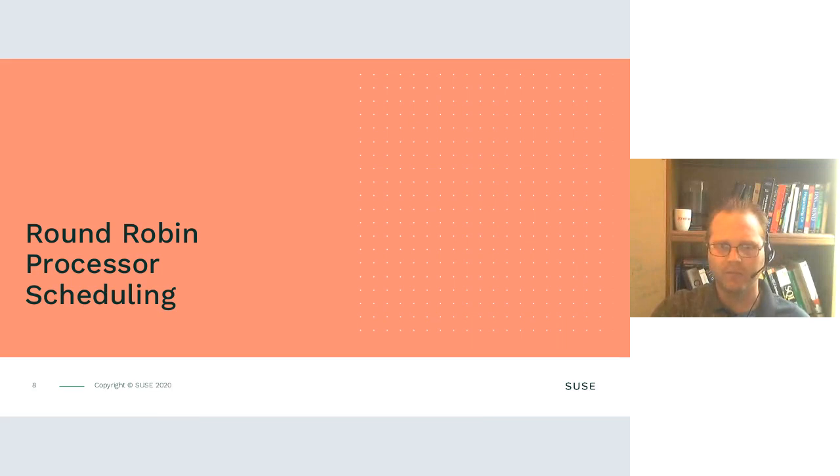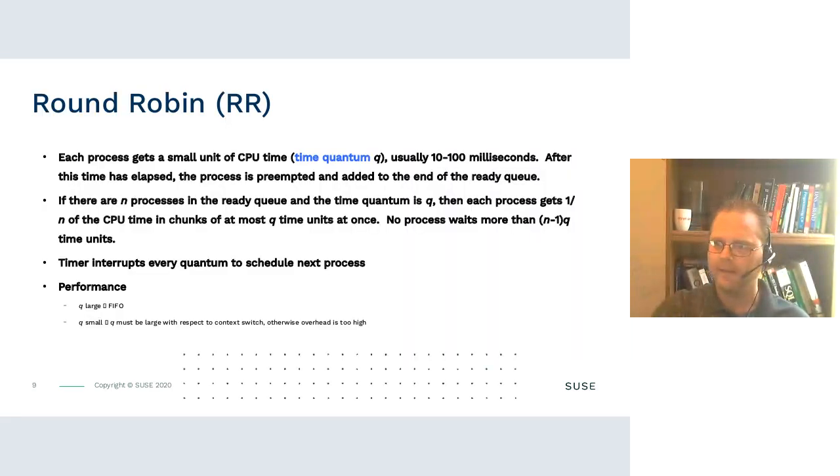And so enter round-robin processor scheduling. In round-robin scheduling, each incoming process is assigned a quantum of time for executing. After reaching the end of its allotted time, the process is preempted and sent back to the ready queue.